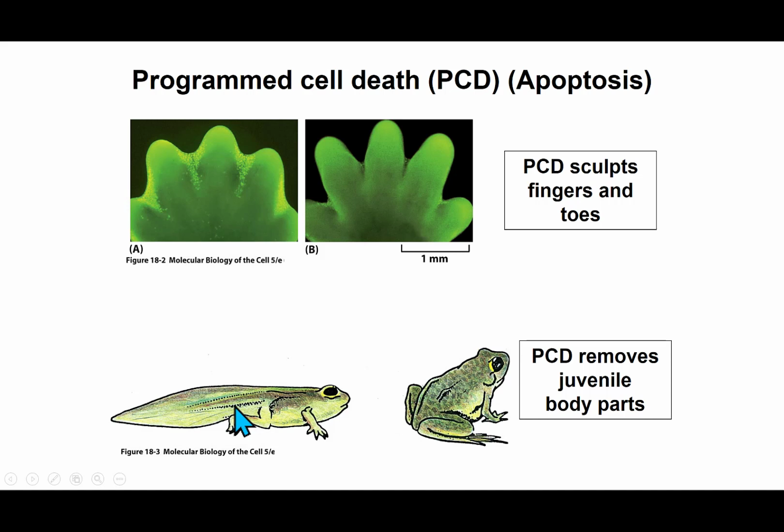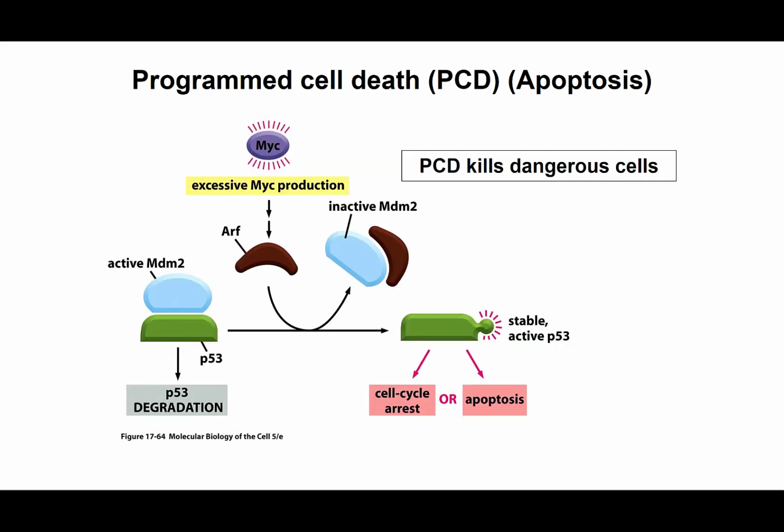For a number of different species, they'll have large areas that undergo programmed cell death, say going from a tadpole to a frog. As well, you need programmed cell death to kill dangerous cells. If you recall from our previous lecture, you have MDM2 normally causing the degradation of p53. Let's imagine that a particular cell gets a mutation, gets an error where there's excessive MYC production. Well, if there's excessive MYC production, that's way too much S phase. The cell's going to keep on synthesizing its DNA.